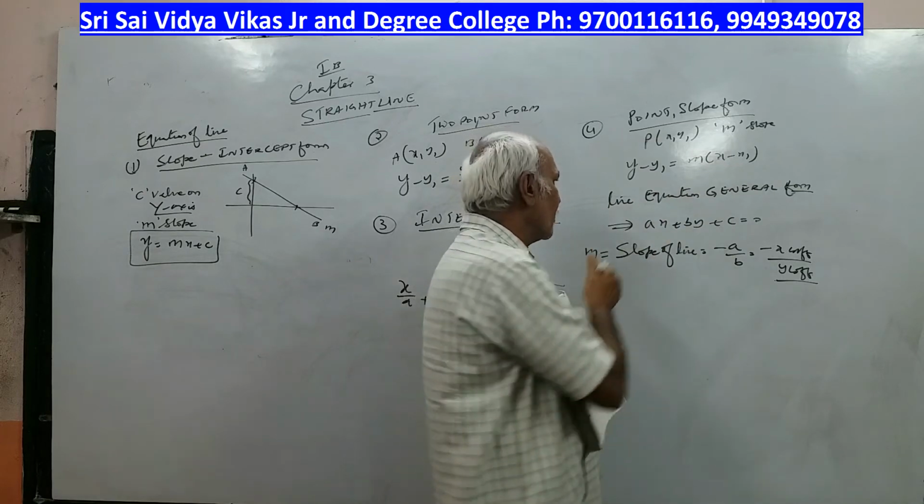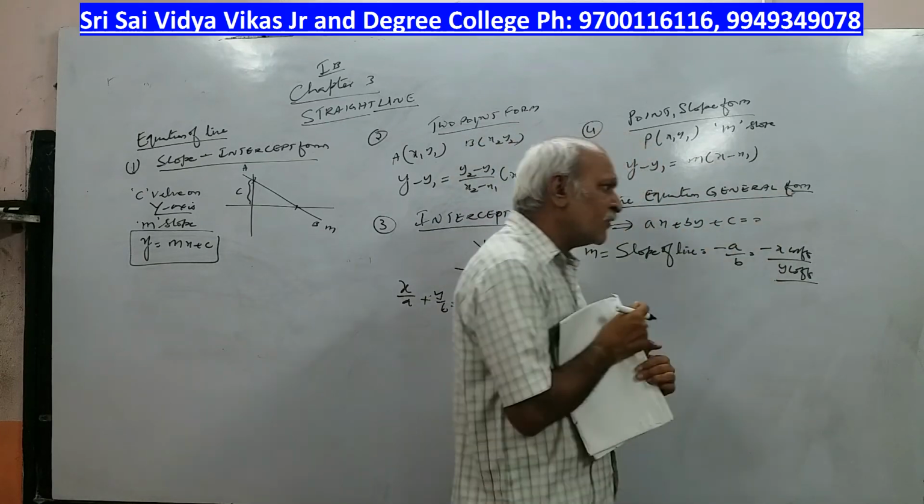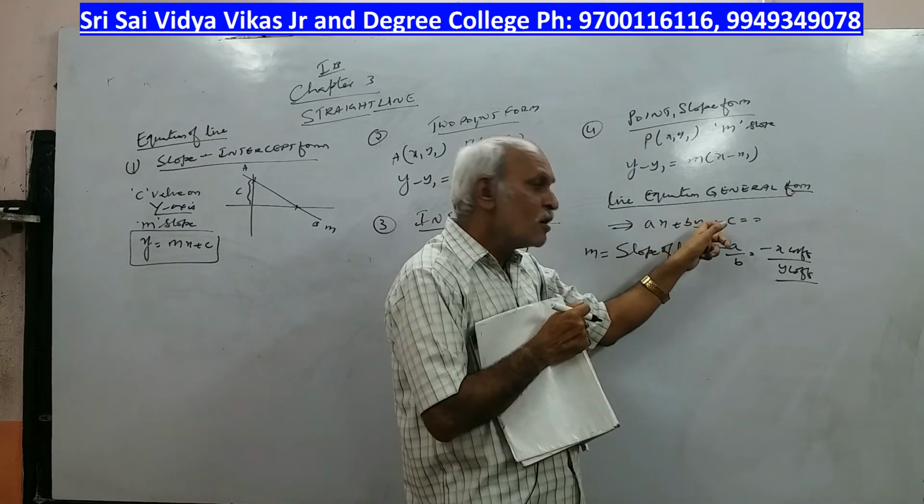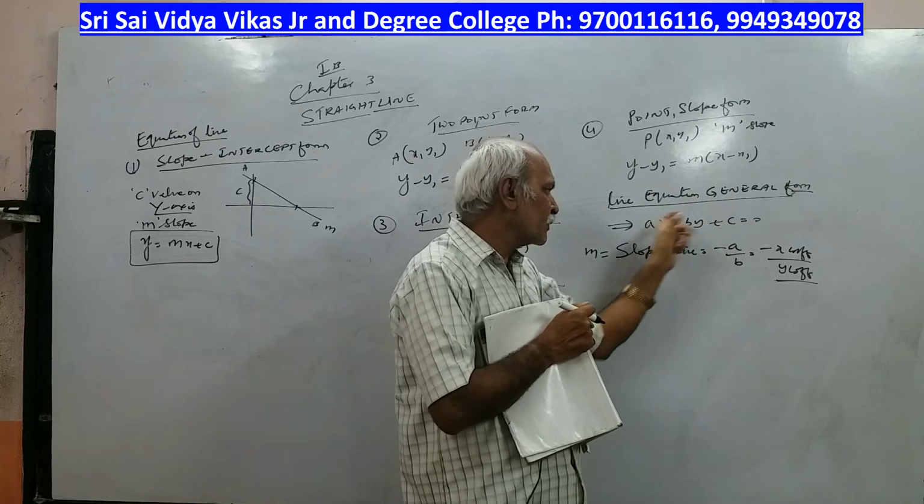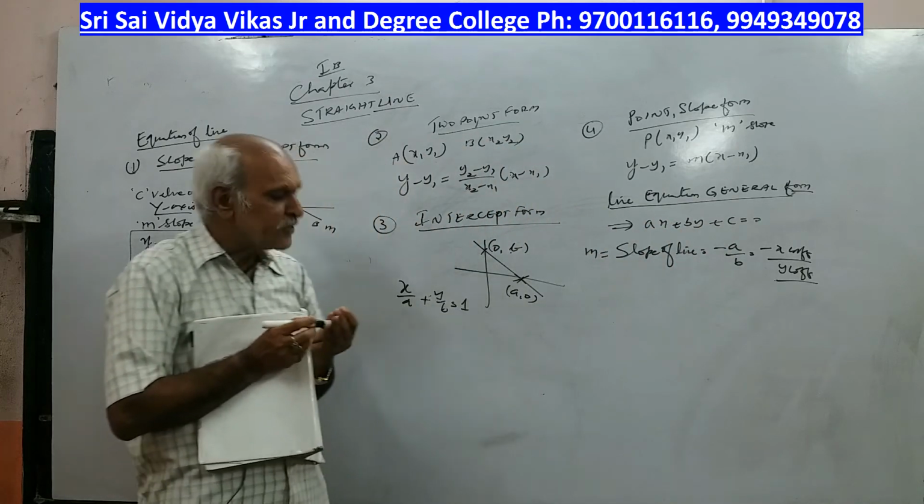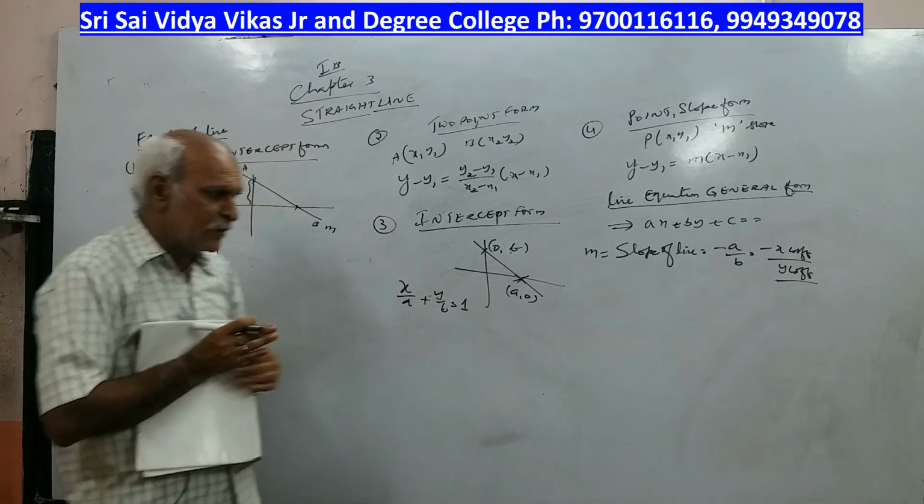Line equation in general form. Generally, we write the line equation with x, y and a constant. The x coefficient can be 0 or the y coefficient can be 0, but both cannot be 0, and the slope of the line is this. Okay, we will be using these formulas in this chapter. Most of the formulas I have written, sir. Please note down properly.